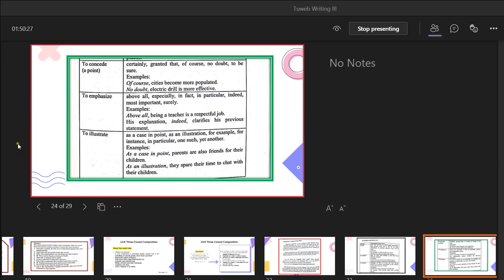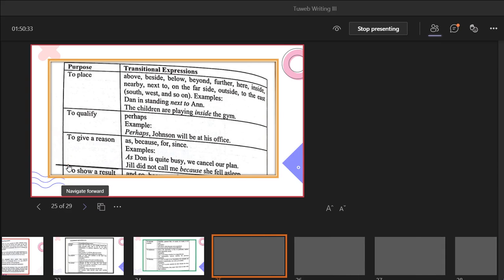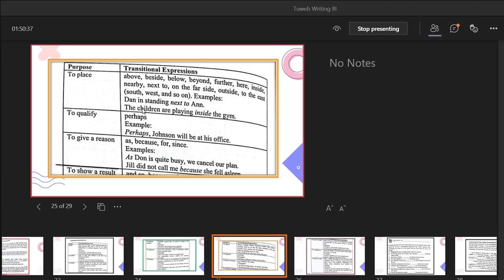So that's the types of transitional expressions. And then if we want to place something, you can use above, beside, and so on. Dan is standing next to Anne. The children are playing inside the gym.